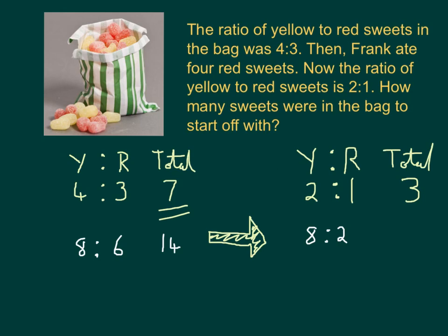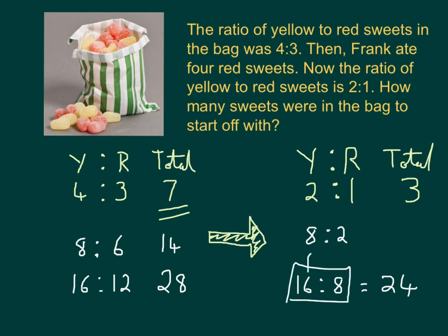Now, if you kept experimenting with the different ratios starting with a multiple of 7, eventually you'll get to 28 sweets, 16 yellow and 12 red. Then, if 4 of the red sweets are eaten, that will leave 16 yellow and 8 red, a total of 24. Now, 16 and 8 is of course in the ratio 2 to 1, because for every 2 here, there's 1 there. So, how many sweets must have been in the bag to start off with? 28.